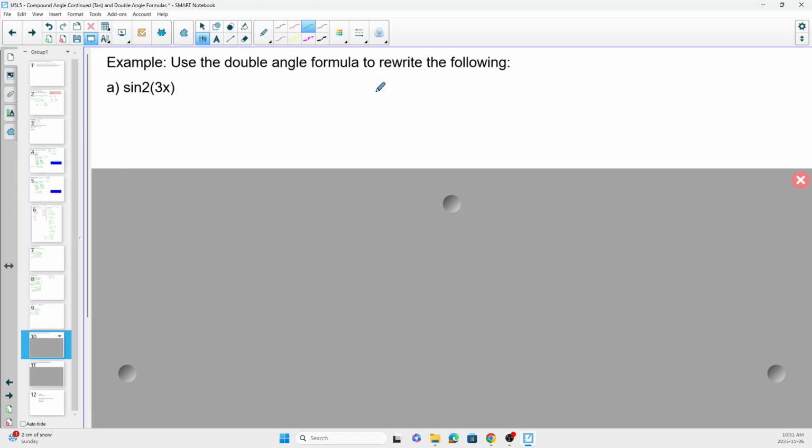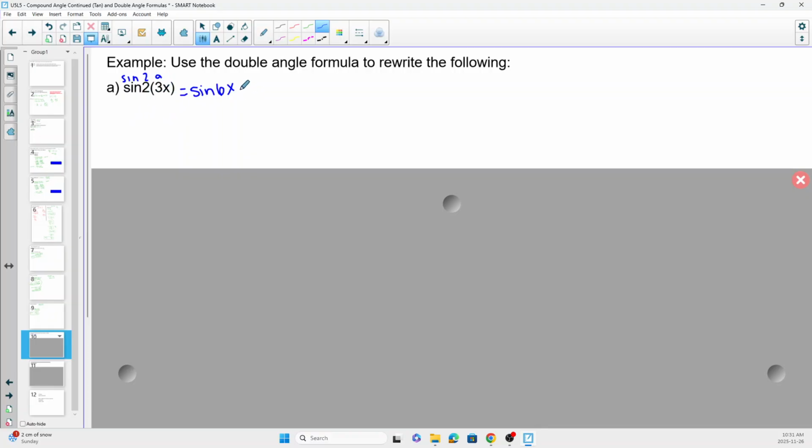So use the double angle formula to rewrite the following. So this here could be rewritten, but I have it written this way to make it hopefully easier for us to see what's going on. But this is equivalent to sine 6x. So rather than having it written as sine 6x, I've given it to you as sine 2 times 3x, because then it's in that form of sine 2a, and so we can see that this 2 tells us that it's a double of this angle, where the angle is 3x.